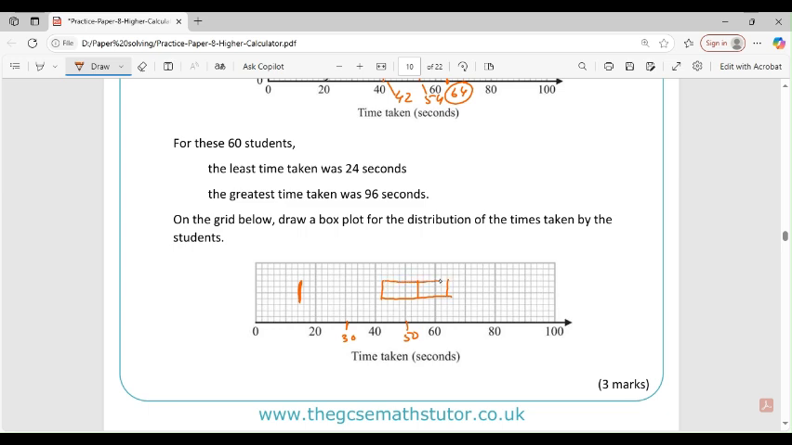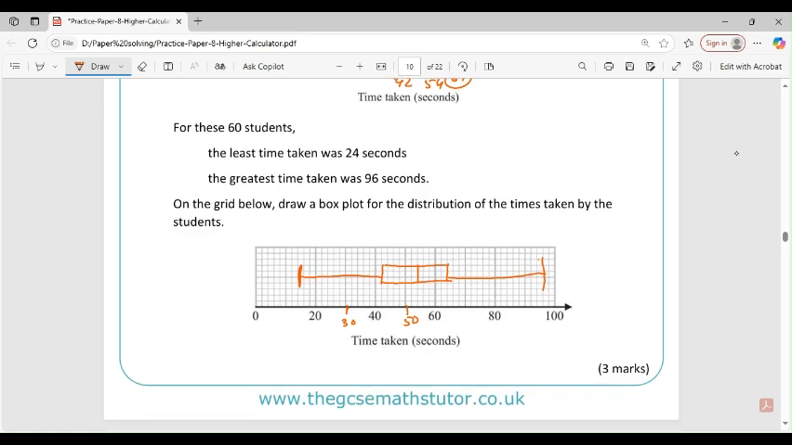So you join them together, and this is going from here to here. This is going to be the one. When you join these two, better use a ruler. My drawing is not that good on the screen. So this is going to be your final answer. You'll get 3 marks for this.